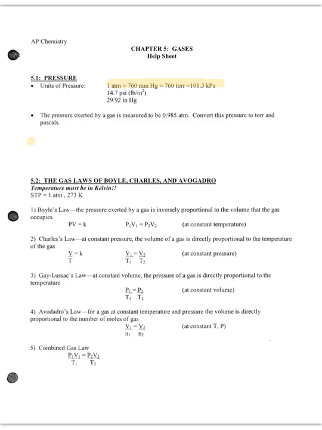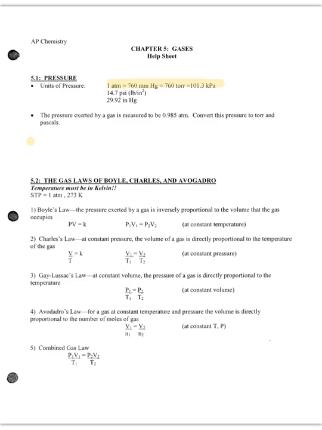All right. Now we need to go over some converting of pressure units. This is review. We've done this before, and if you have all of these pressure values memorized, then doing the conversion is going to be very easy for you to do. Let's take a look at this sample problem here. The pressure exerted by a gas is measured to be 0.985 atmospheres. Convert this pressure to torr and to pascals.